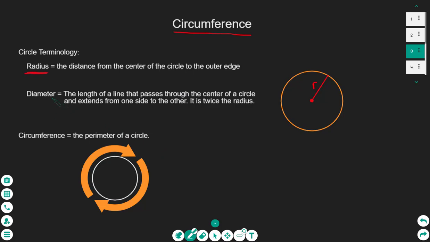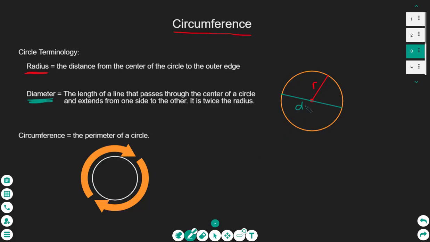Now the diameter is something similar. The diameter is the length of the line that starts on the outer edge of the circle, and it goes through the center of the circle, all the way to the other side. All right? That is your diameter.